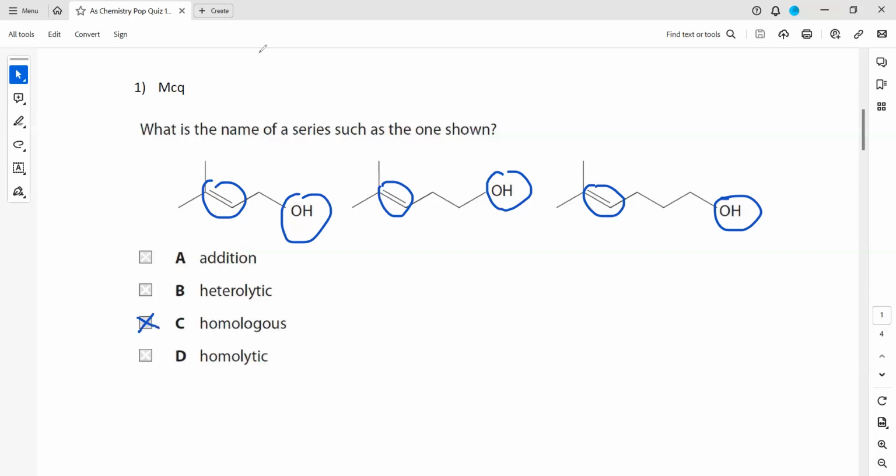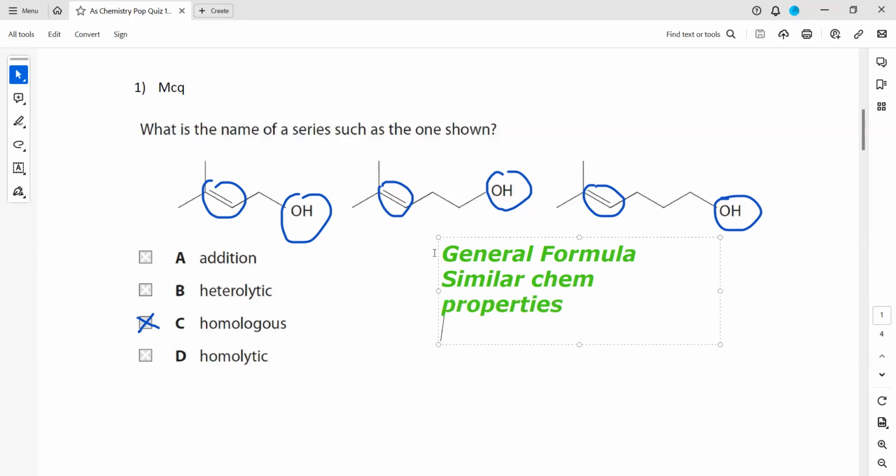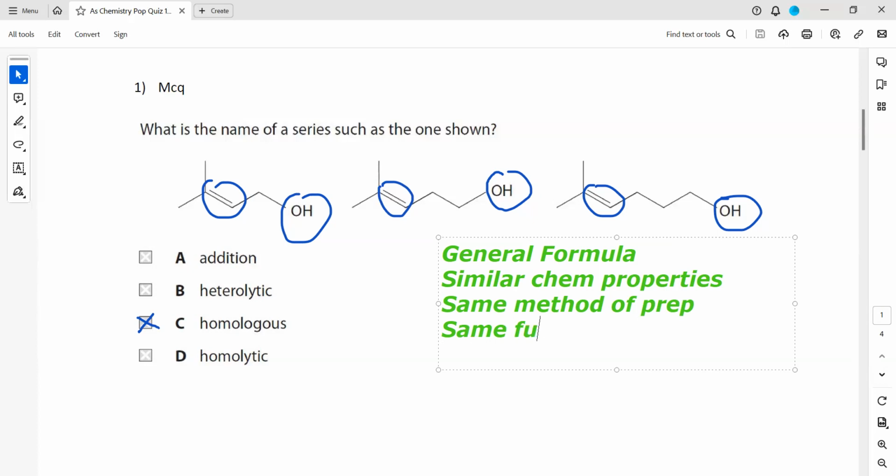Because the characteristic of a homologous series is that compounds, like alkane is one homologous series, alkene is another, alcohol is another, carboxylic acid. So these all are homologous series. What are the characteristics of a homologous series? They have a general formula. They have similar chemical properties. They have the same method of preparation. And they have the same functional group. So these are the general characteristics of the homologous series.